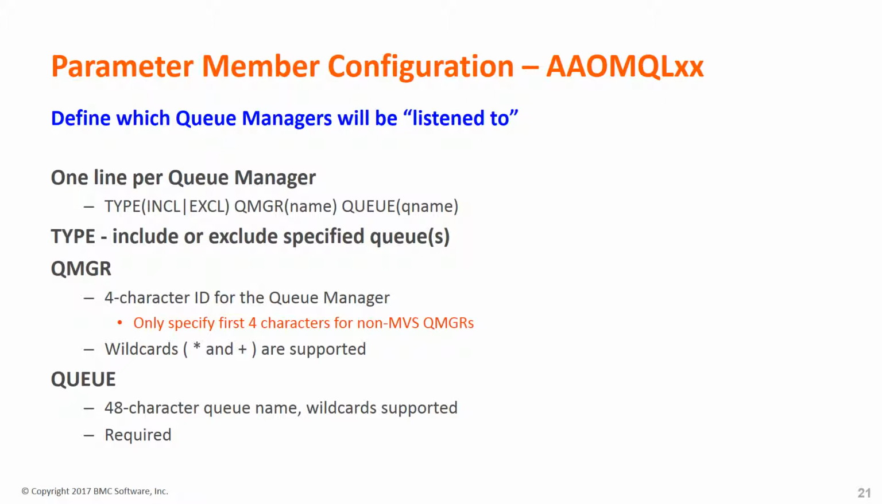UBBPARM member AAOMQL contains parameters related to MQ processing, and this determines which queue manager will be populating events into AutoOPERATOR. So we have one line for each queue manager, and we can say we want to include or exclude a queue manager, and then the associated queue with that queue manager.